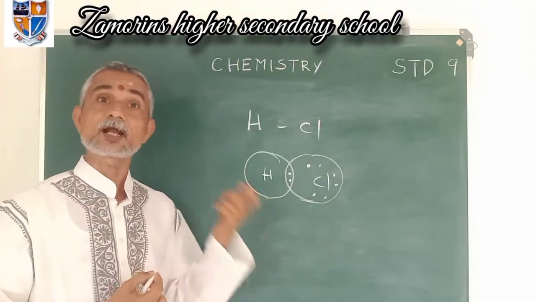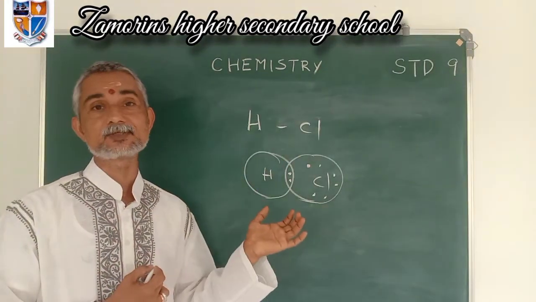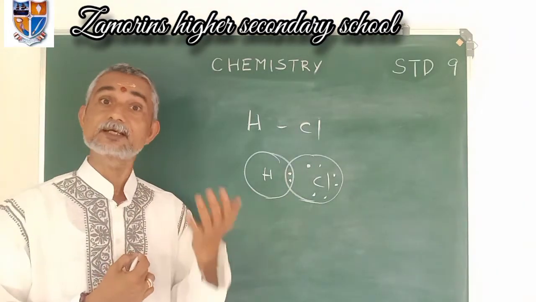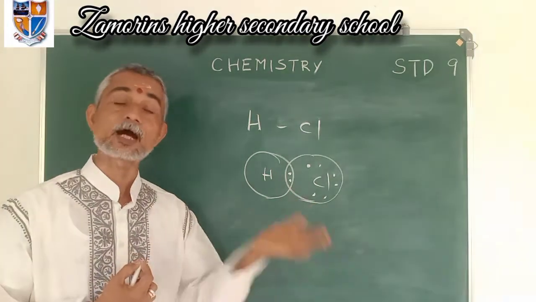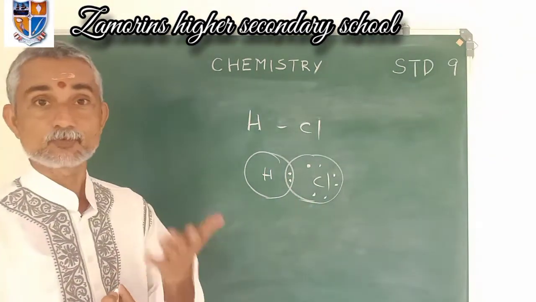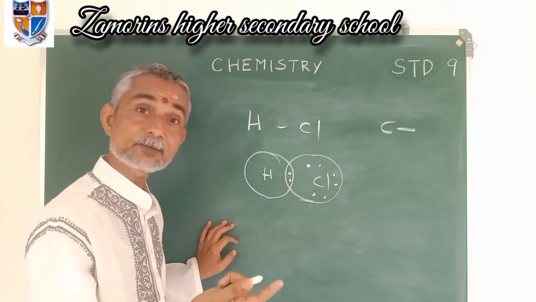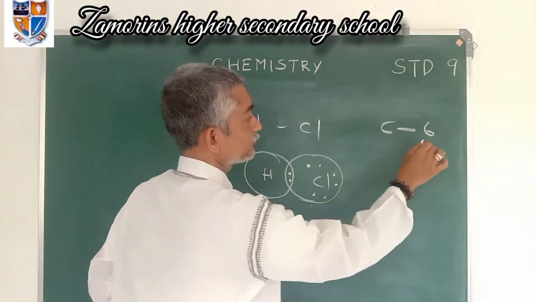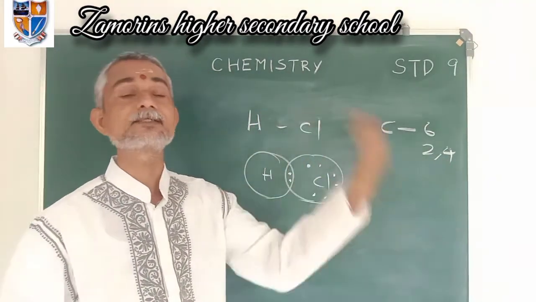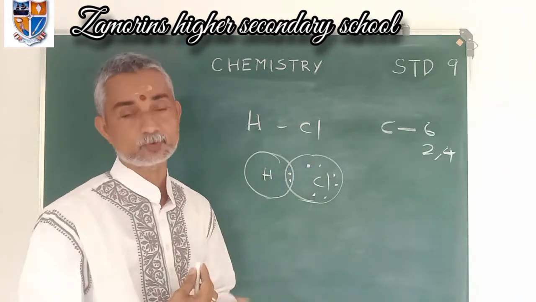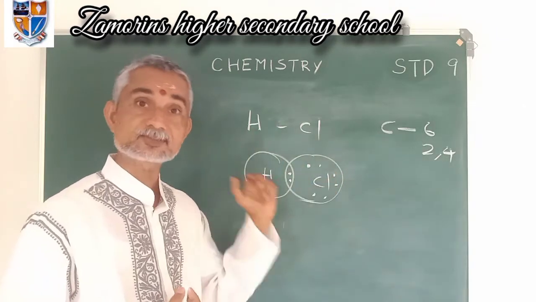But in the case of carbon tetrachloride, 4 chlorine atoms react with carbon for what? Getting stability. How many electrons are there in the outermost shell of carbon? It is 4. Why? Because the valency of carbon is 4. Atomic number of carbon is 6, that is 2, 4. So 4 more electrons are needed to get stability. So valency is 4.